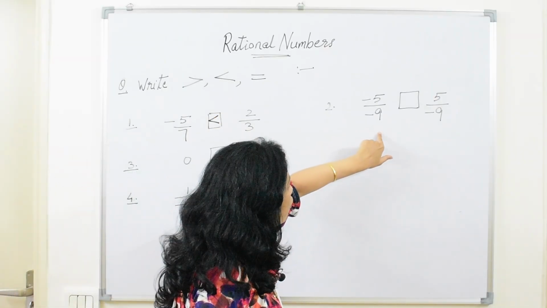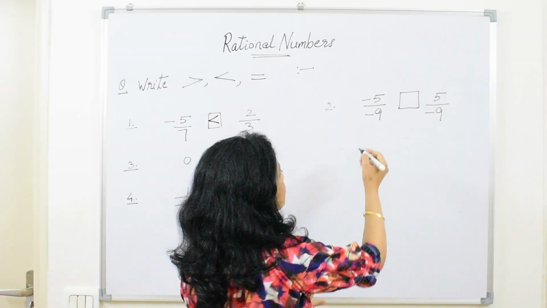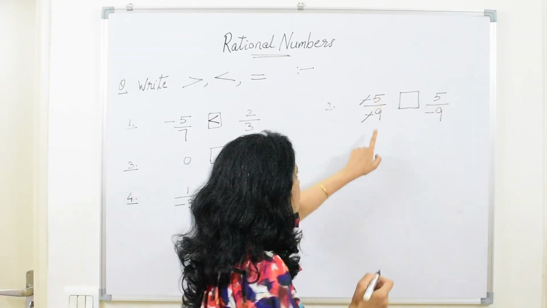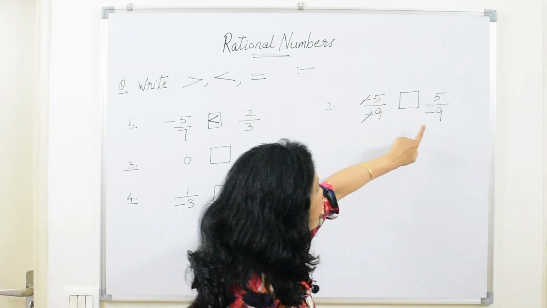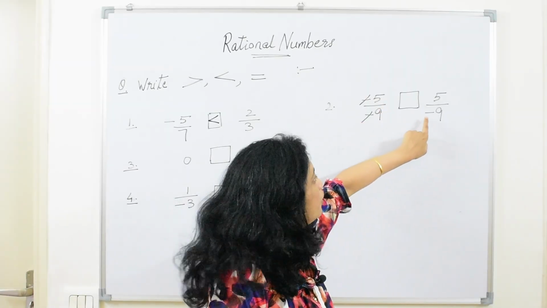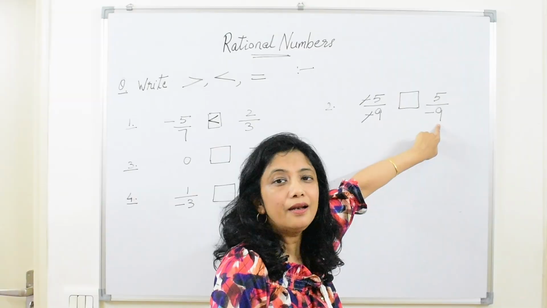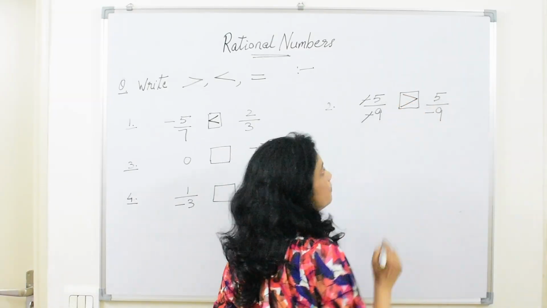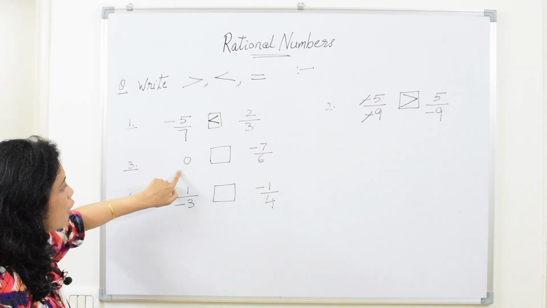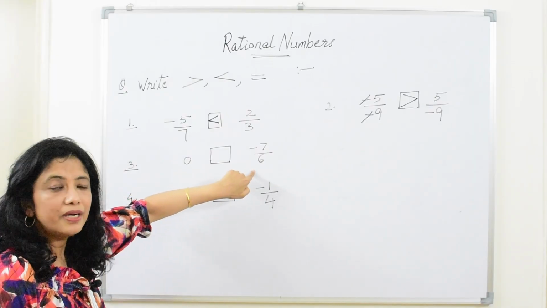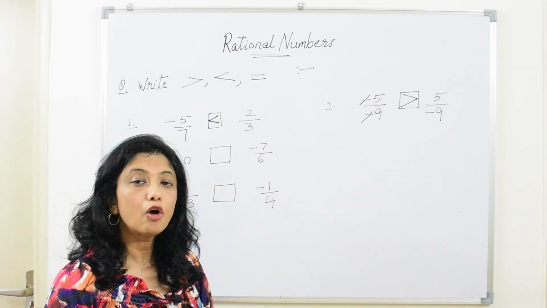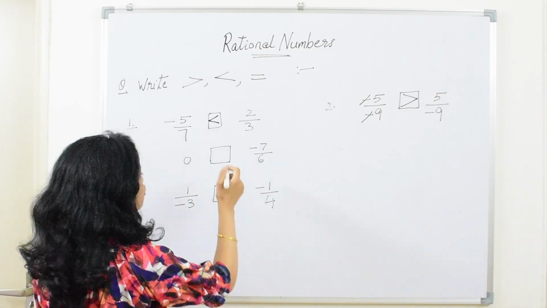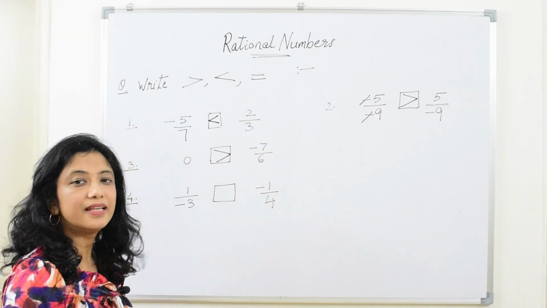Now second, let us see this number. First see this. There are two negative signs. So these will cancel with each other and this becomes a positive number. And here this is a negative number because we have a single negative sign in the denominator. So our answer is this. Now we see this is a negative number and this is 0. Negative numbers are always smaller than 0. 0 is always greater than negative numbers. So this is like this.